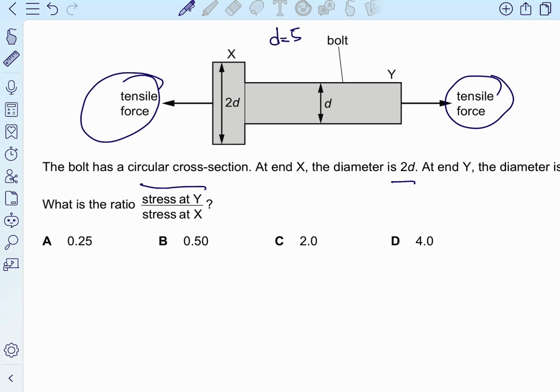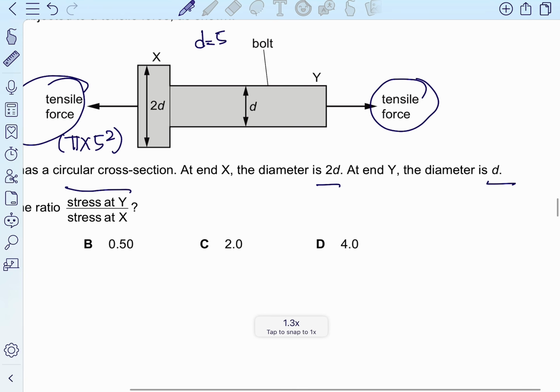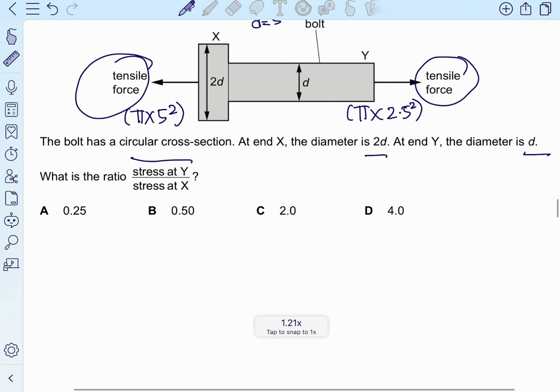So what would be the area of the cross section? Because it's circular, it would involve the pi value. Since the diameter is 2d, the radius would just be d. So it would be pi into 5 squared, right? Pi r squared. That's the radius over here. Whereas the area on this side will be pi into 2.5 squared, because d is the diameter, so 0.5d would be the radius. You'll quickly understand why I'm doing this.